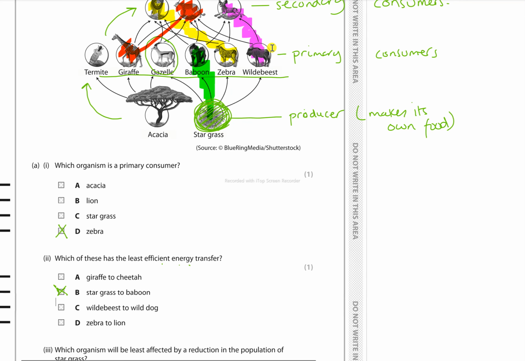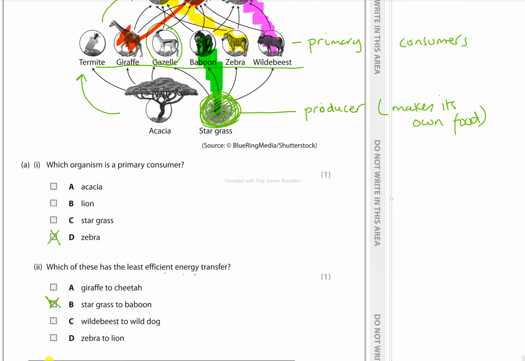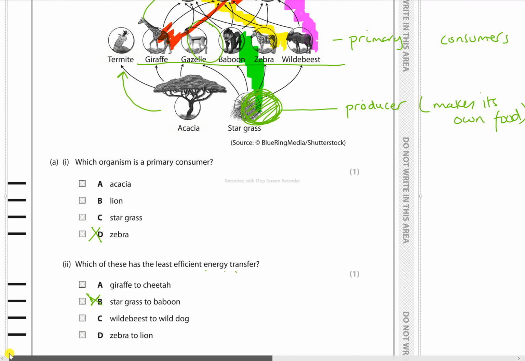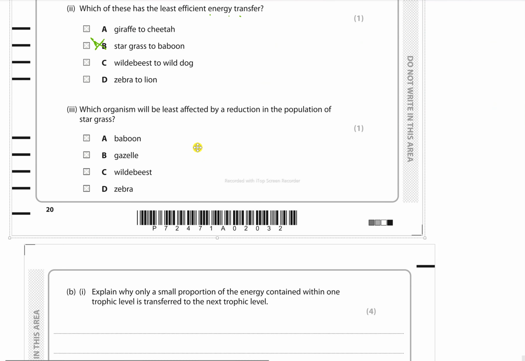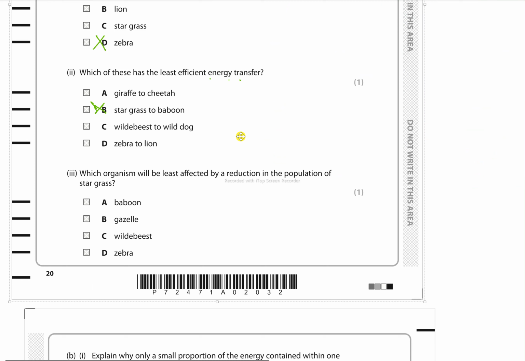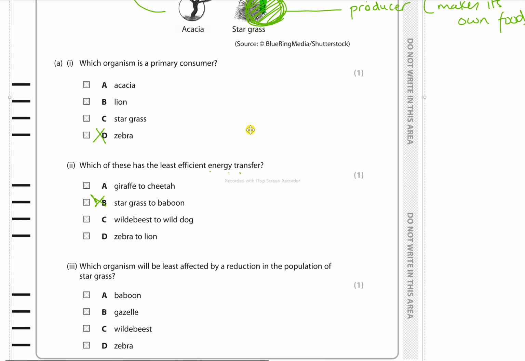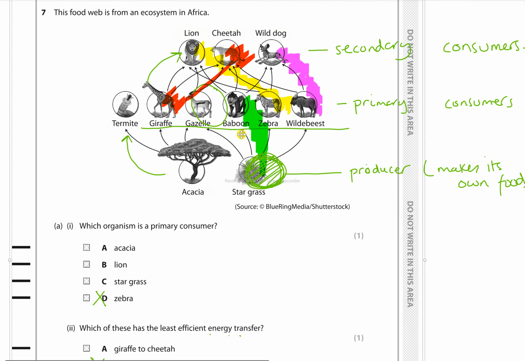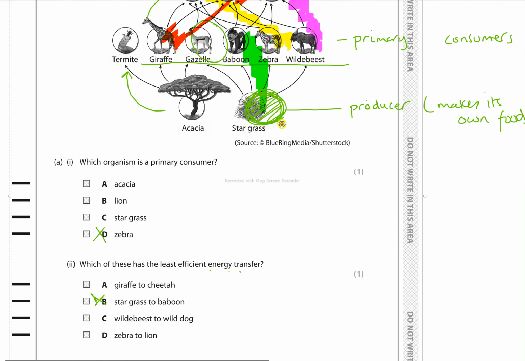Okay, let's go back. Take you back where you were. Right, okay, let's crack on. Which organism will be the least affected by a reduction of population of stargrass? The giraffe. Baboon. 1, 2, 3. Okay. It will be the gazelle.